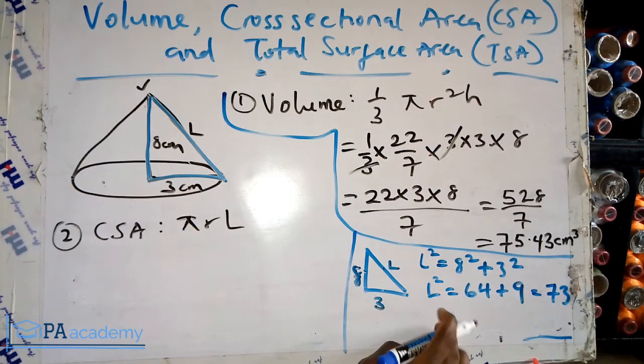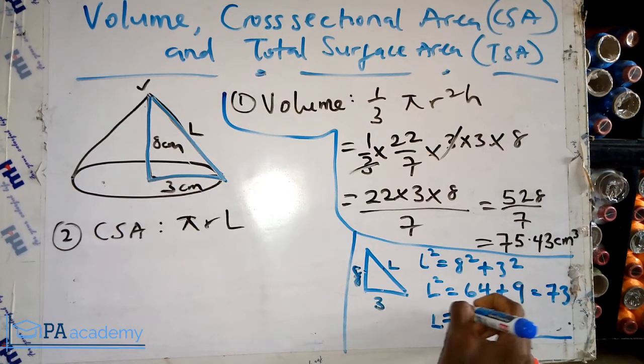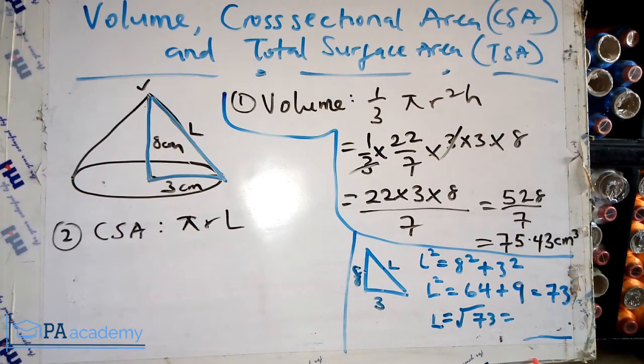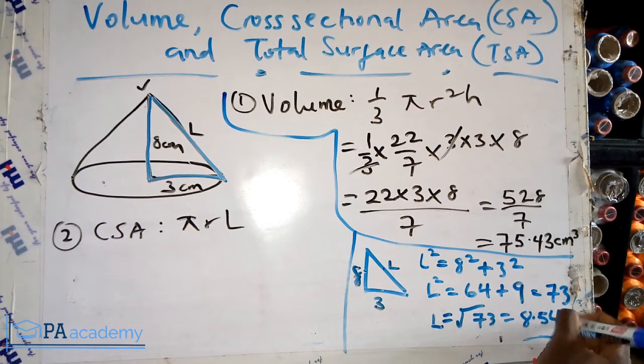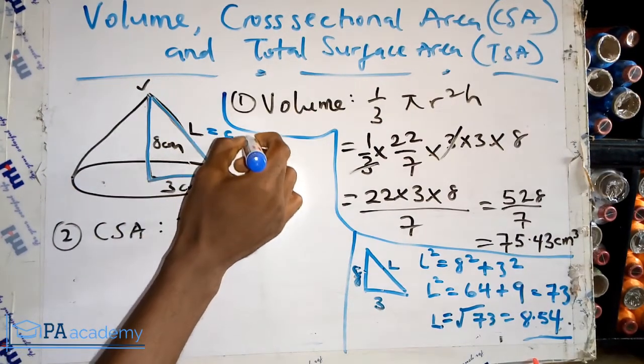To get our L, if you find the square root of both sides, that means our L is equal to the square root of 73. And the square root of 73 is 8.54. So we've gotten the length here to be 8.54.